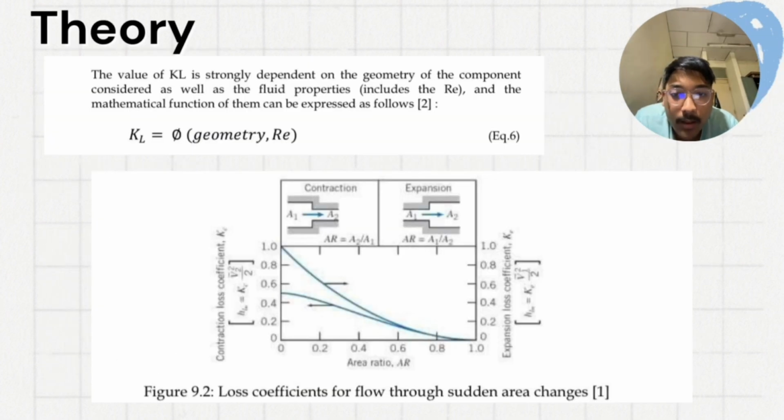The value of KL is strongly dependent on the geometry of the component considered, as well as the fluid properties, including the Reynolds number RE, and the mathematical function of them can be expressed as follows: KL equals a function of geometry and RE, for equation 6. And here is the figure of loss coefficients for flow through sudden area changes. We have contraction and expansion.